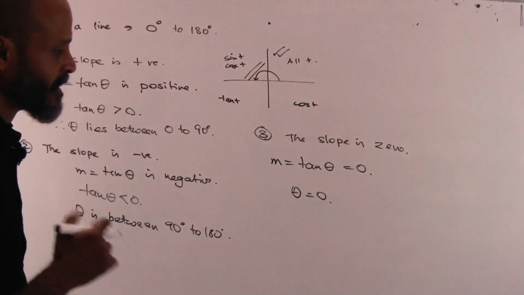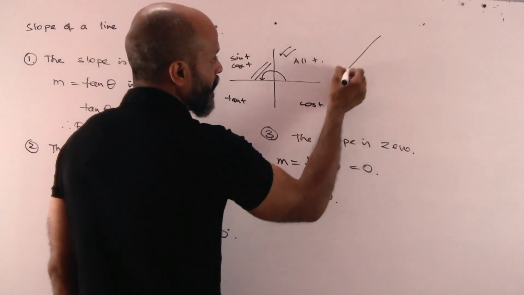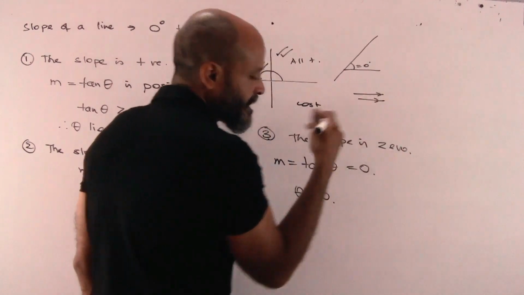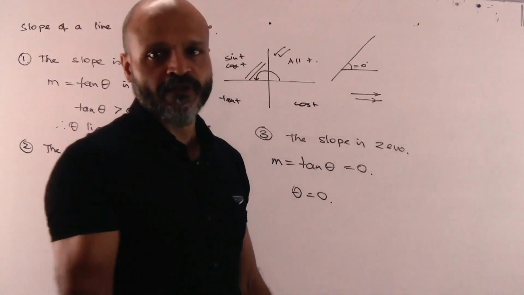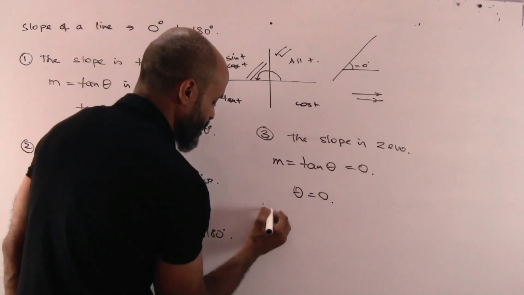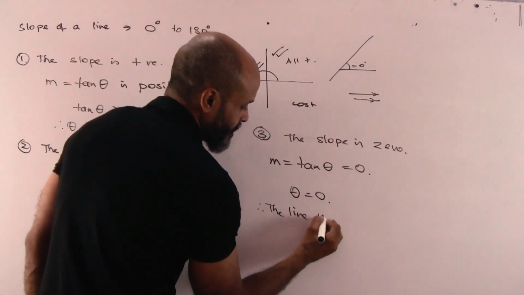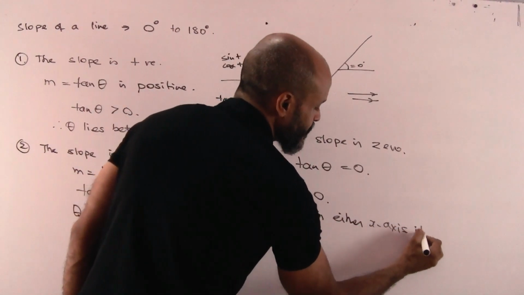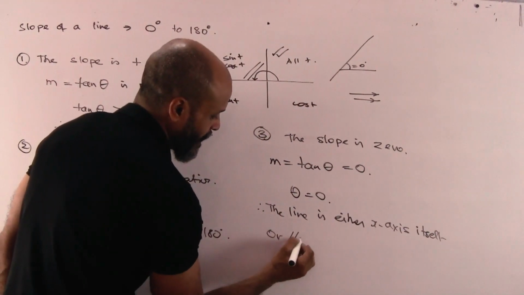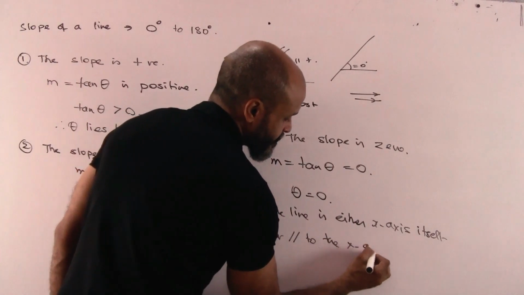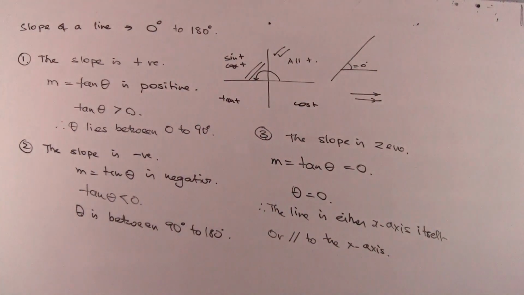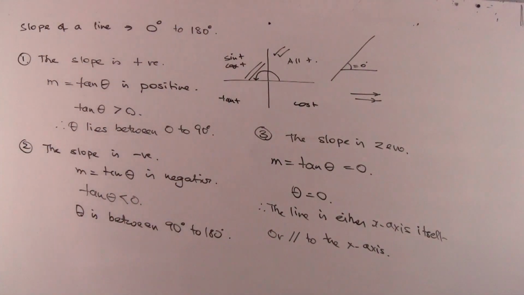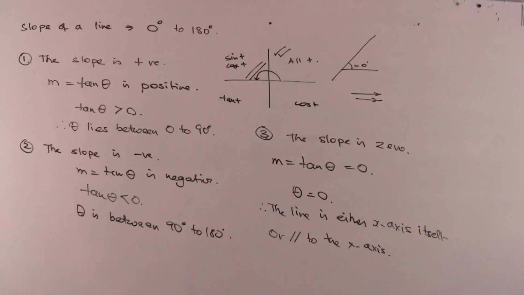So theta is equal to 0, which means that the line is making an angle of 0, which means the line is either the x axis itself or a line which is parallel to the x axis. So in this case we can say therefore the line is either the x axis itself or parallel to the x axis. Okay, are we clear on this one, people? You can take a snapshot and we will continue with this.